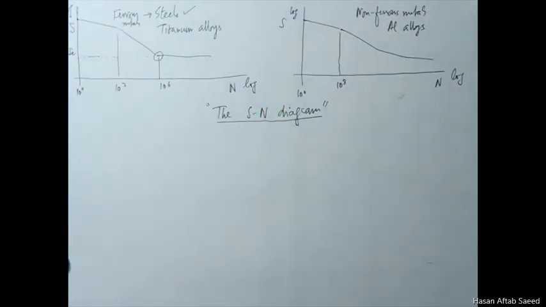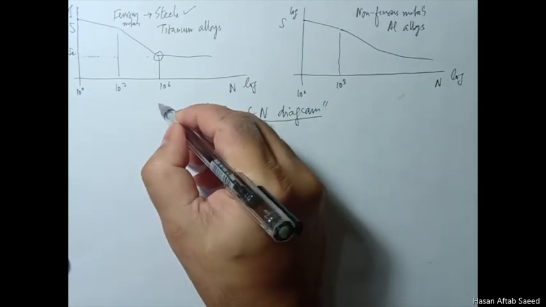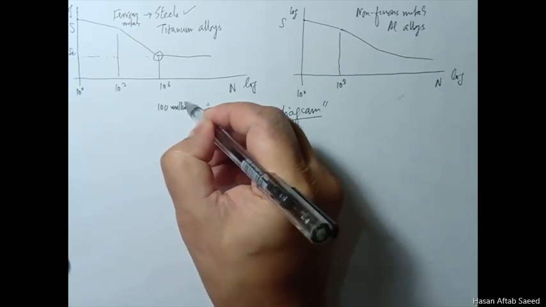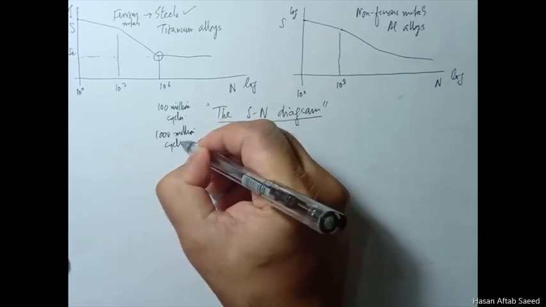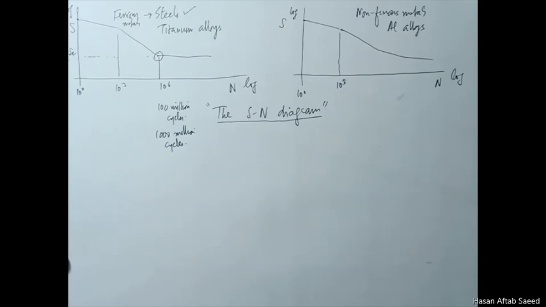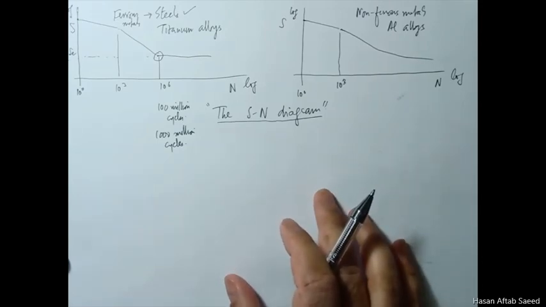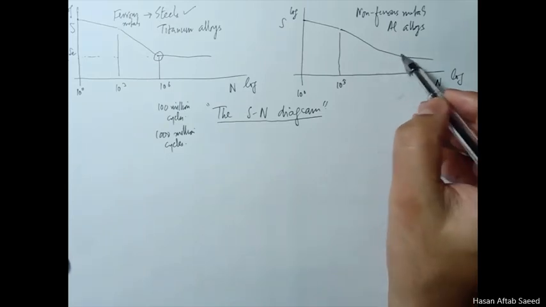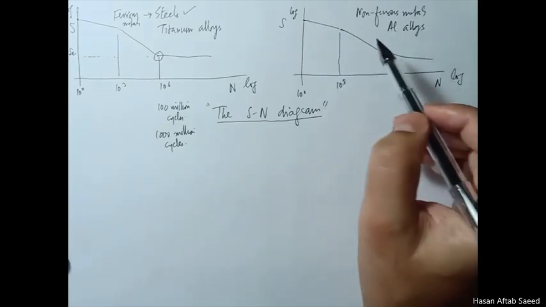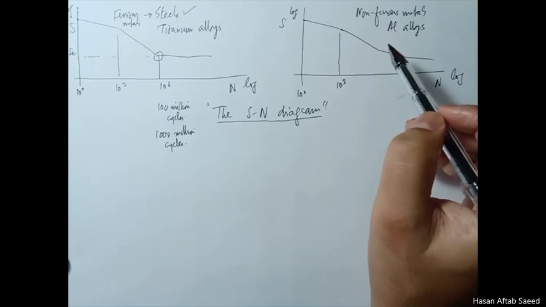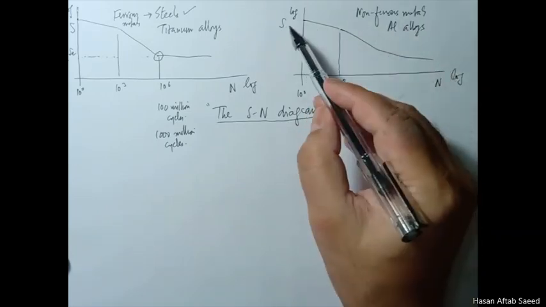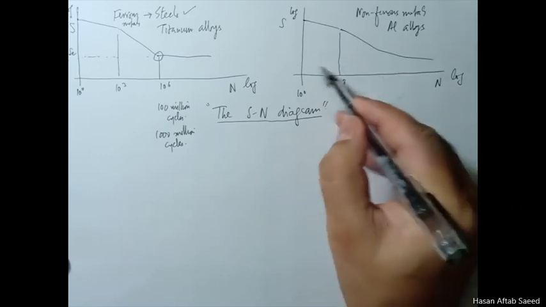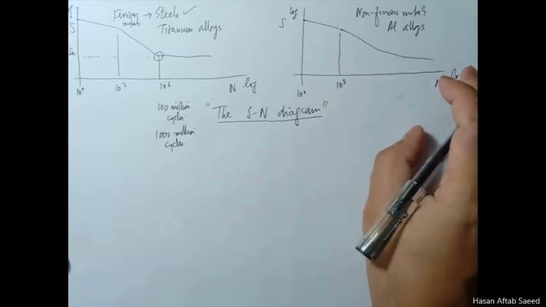Now, nobody has tested anything to infinity, but when we talk about infinity, we're talking about, let's say, 100 million cycles or 1000 million cycles. For our purposes, that's infinity. Now there's another kind of materials in which there is no such knee. So the fatigue strength of the material is a function of the applied stress amplitude, and there is no stress level at which you can say that the component will have infinite life.